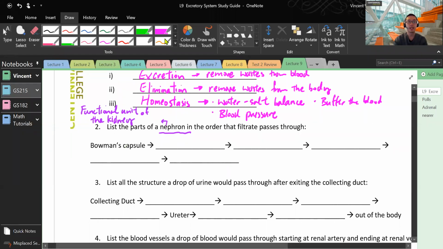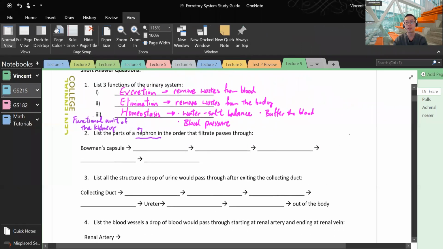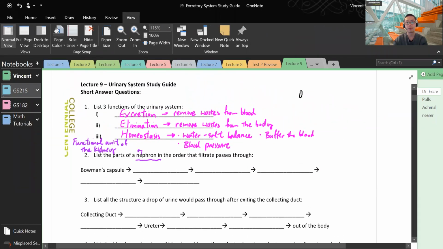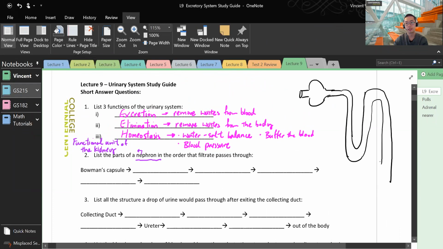So the nephron has different parts to it, and we can just draw one here as we're labeling it. There is a ball at the beginning, and then it's going to go down, come back up, and then go down again. Typically, part of it will be in the renal cortex, which is the outer layer of the kidney, and then you would have a loop that goes down into the renal medulla.